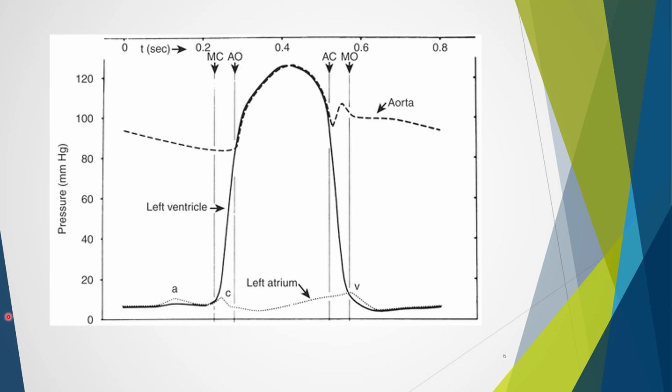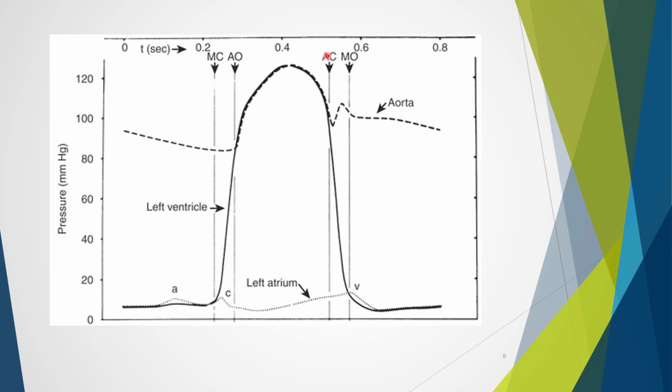Here we have some pressure waveforms superimposed of the left ventricle, left atrium, and the aorta. Note that the IVCT occurs between mitral valve closure and aortic valve opening, this duration here. The ejection period is between the aortic valve opening and aortic valve closure.